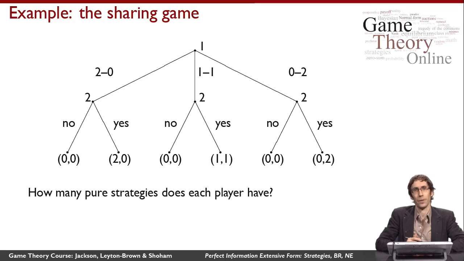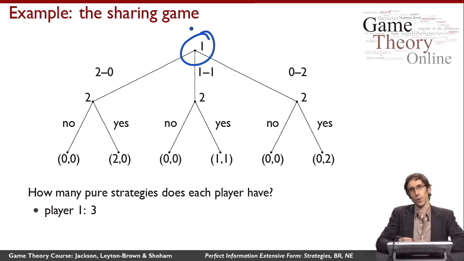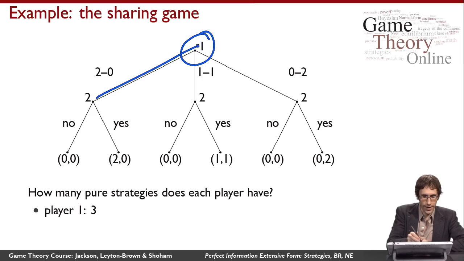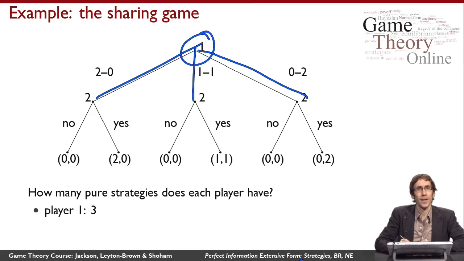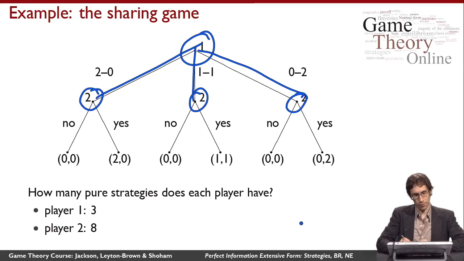You may like to pause the video at this point and work this out for yourself before I tell you the answer. We'll start by thinking about player 1. Player 1's easy because there's only one choice node for player 1 here. And so player 1 has the three pure strategies that you would expect, taking this action, and this action. Things are a little bit more complicated for player 2 because player 2 has three choice nodes. So the number of pure strategies for player 2 is actually 8 rather than 6.